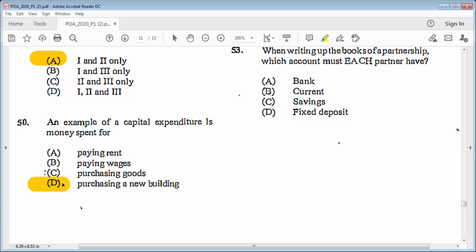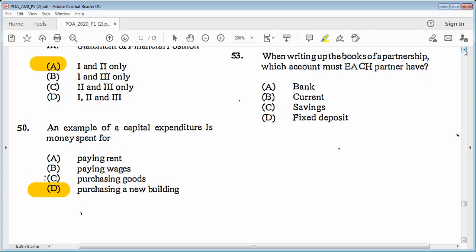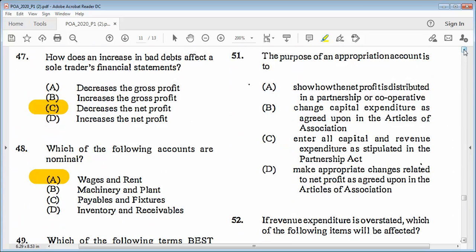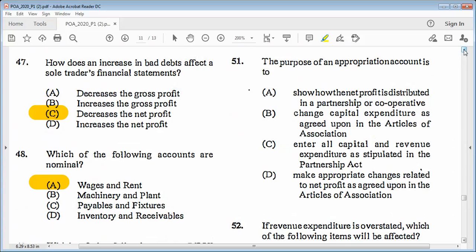Let's move on to question number 51. It says, the purpose of an appropriation account is to A, show how the net profit is distributed in a partnership or a cooperative.